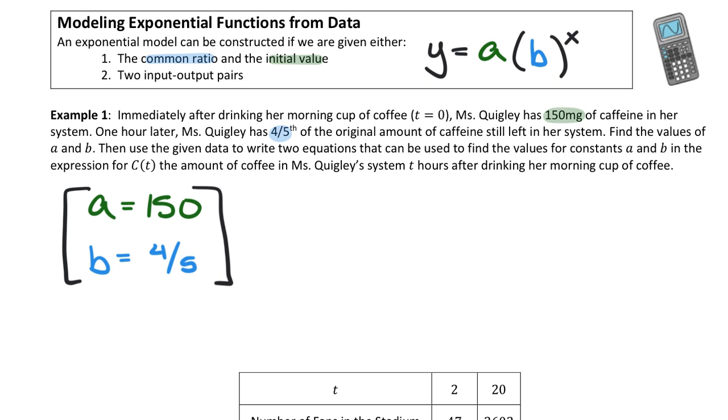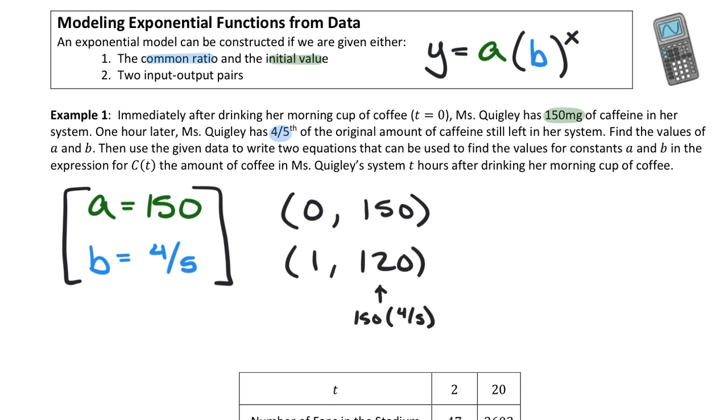So what we need is two data points. The first data point I know we have is the input value of 0 and the output value of 150. That's the first data point I know that I have. Can anybody figure out the next data point? What's the only other information that was given in this problem? 4/5. And when did that happen? 1 hour later, and it should be 4/5 of the original amount. With your calculator, what is 4/5 of 150? 120. So we know because we did 150 times 4/5 to the first power, right? We know we have the 120.